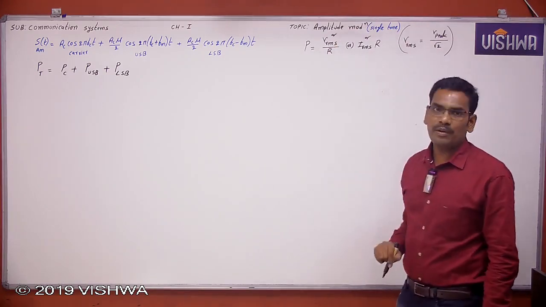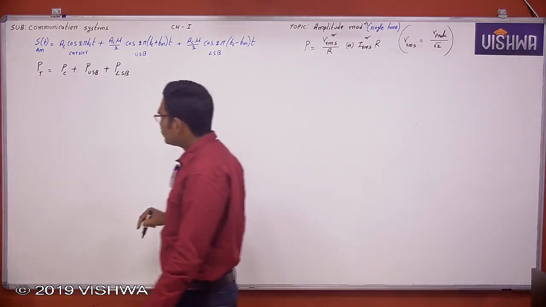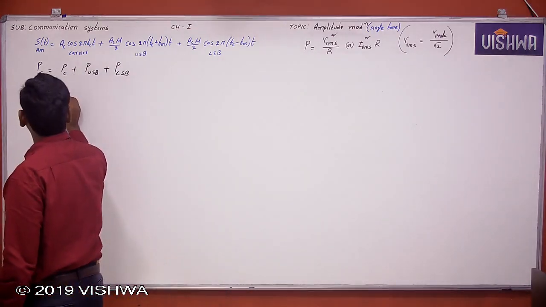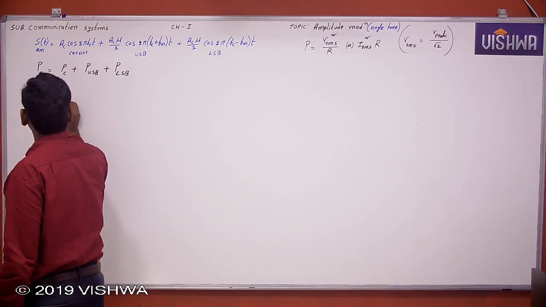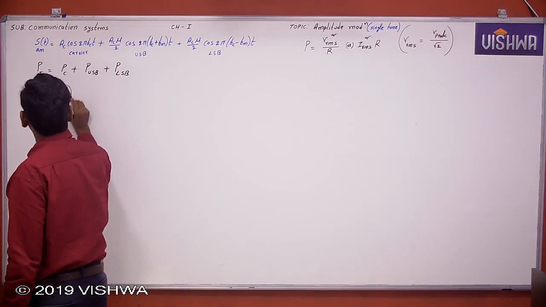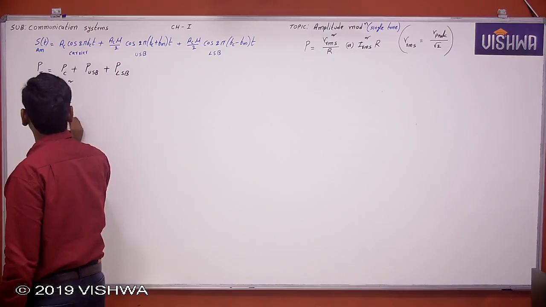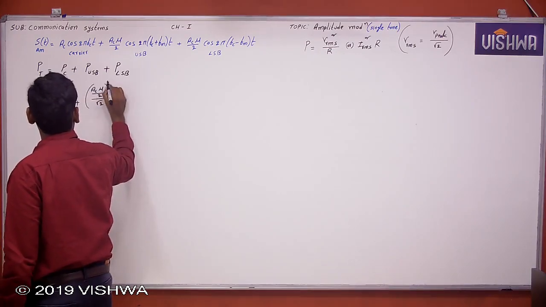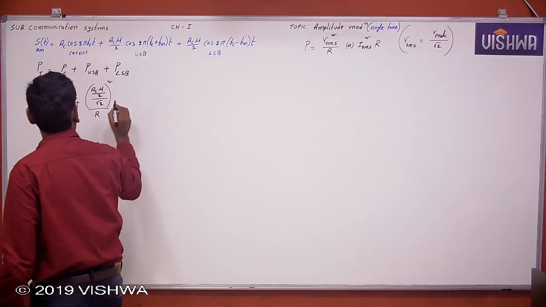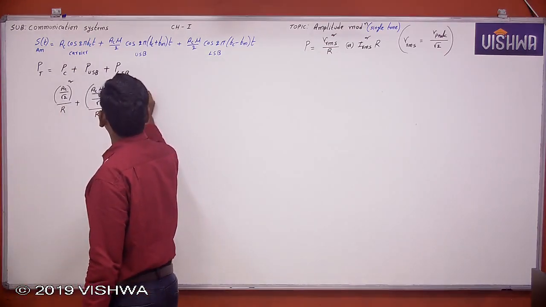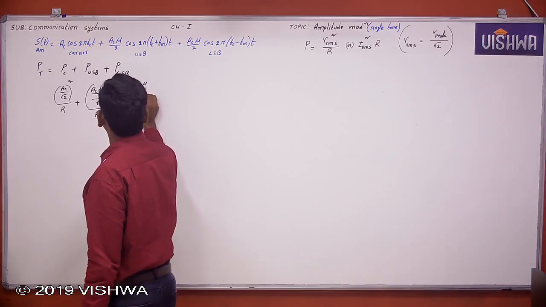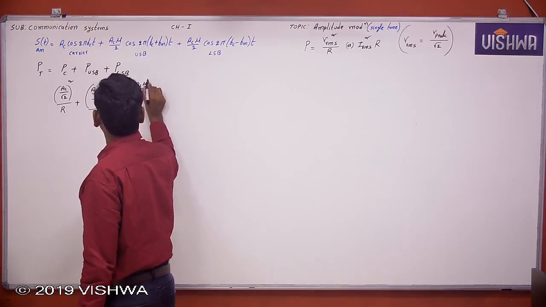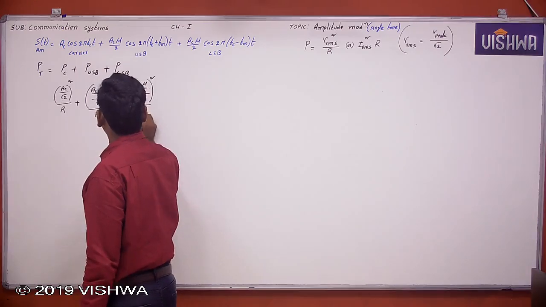Vrms square by R is power, right? Now what is the carrier peak amplitude? AC divided by root 2 is the RMS value; Vrms square by R is power. Upper side band power and lower side band power are the same, because the upper side band peak amplitude and lower side band peak amplitude are the same: AC mu by 2, divided by root 2, is the RMS value, squared by R.